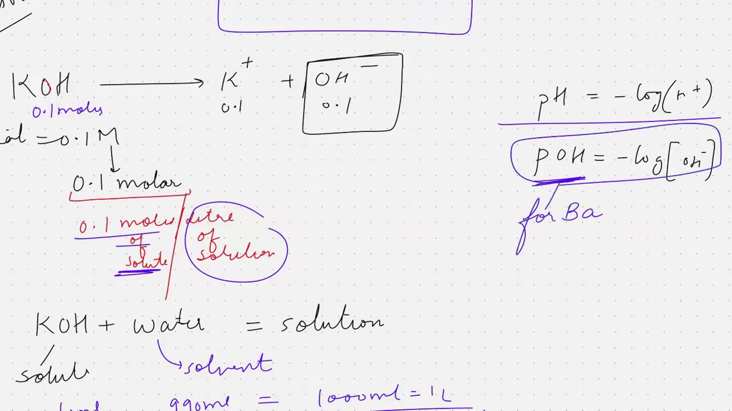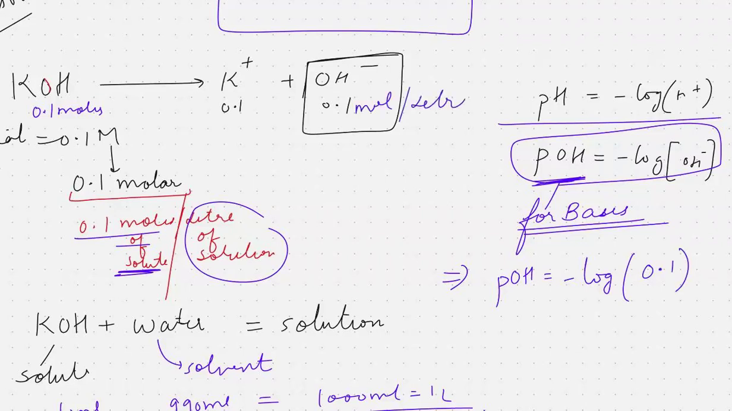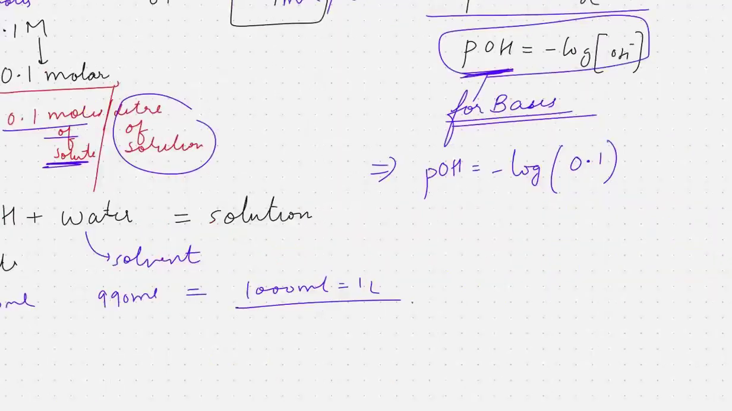Because in bases, the highest concentration is of the hydroxide ions, and that will be easily available for me. So then what do we do? We simply say pOH here is going to be what? Minus log of 0.1, because that's the value I'm getting per liter. And once I do it, it becomes what?